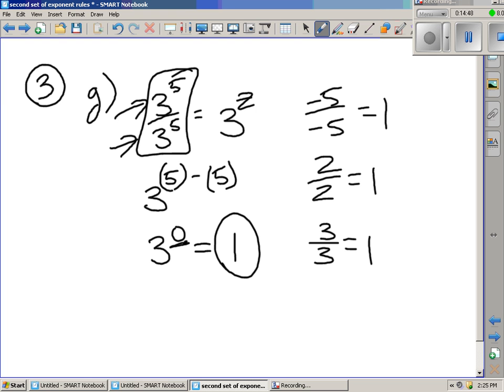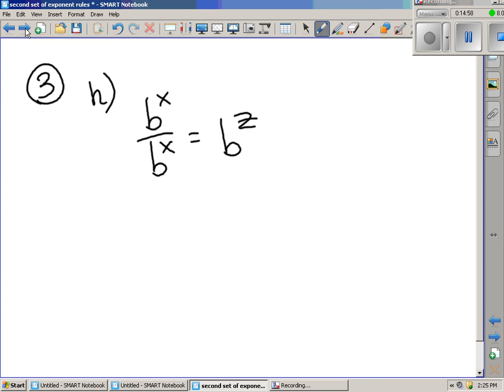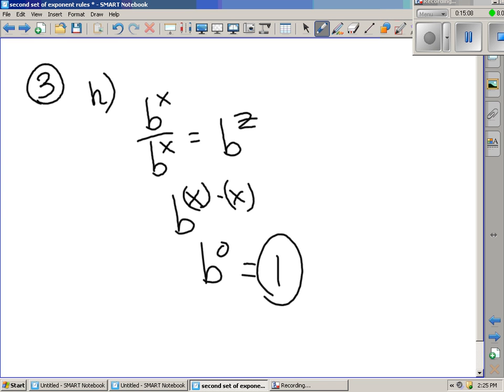3,000 divided by 3,000 equals 1. So just the same, this is equal to 1. And then h, we take b to the power of x minus x. X minus x, again, would be 0, which leaves us with a value of 1.